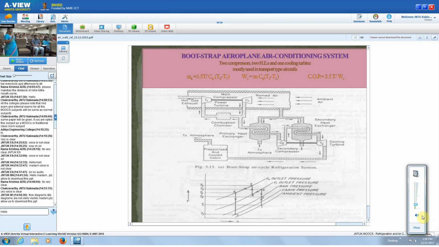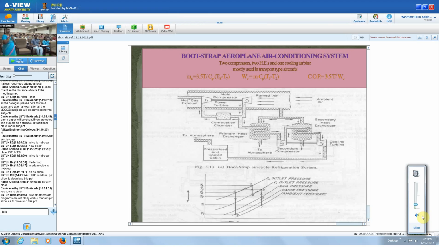So that's why here there is no need of fan. And the other observation you can see, there is another compressor. So the function of the compressor is again to increase the pressure and temperature, and the heat rejection is taking place in the secondary heat exchanger.